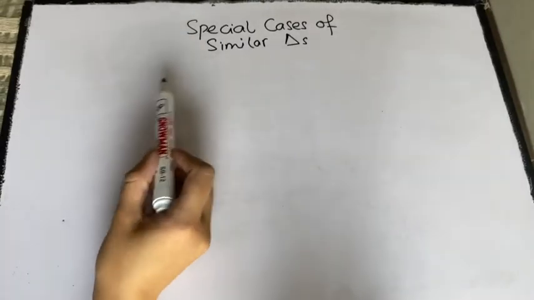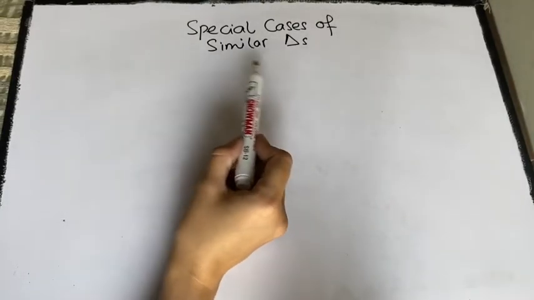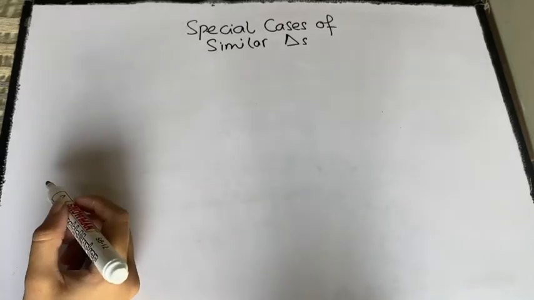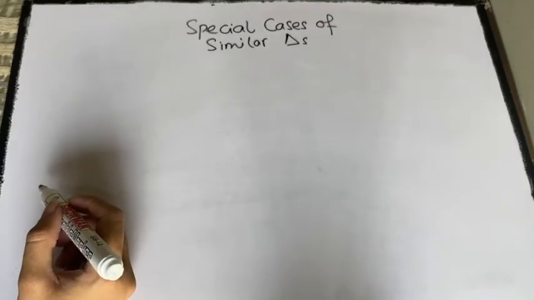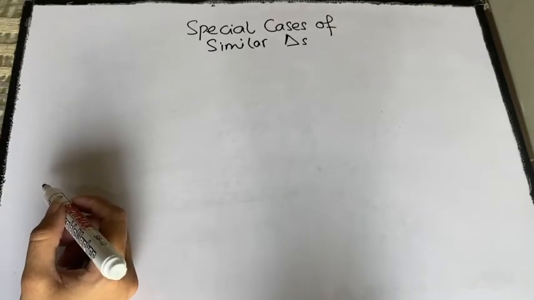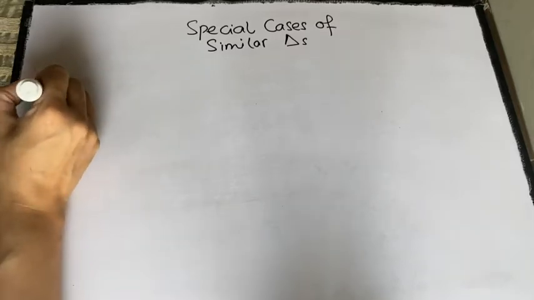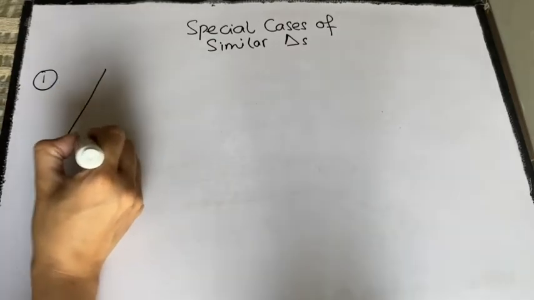Now we are going to discuss special cases of similar triangles. What are special cases of similar triangles? In Cambridge, sometimes triangles come, and just by looking at the triangle, you should know that these two triangles are similar. So the first special case is a triangle.